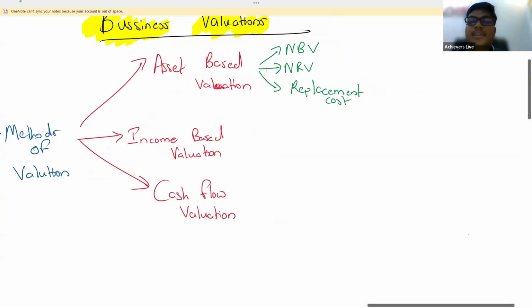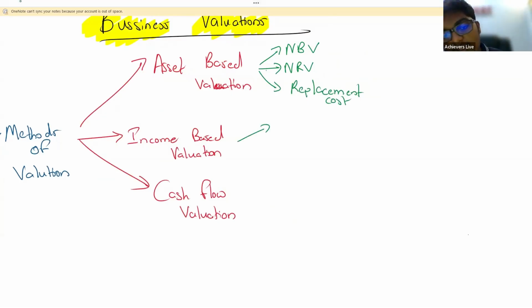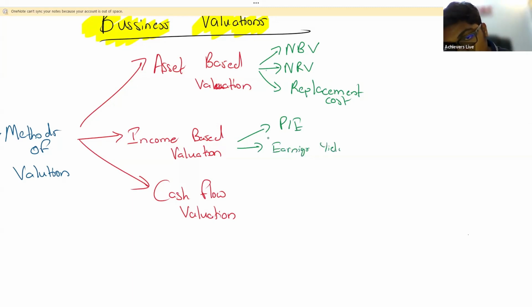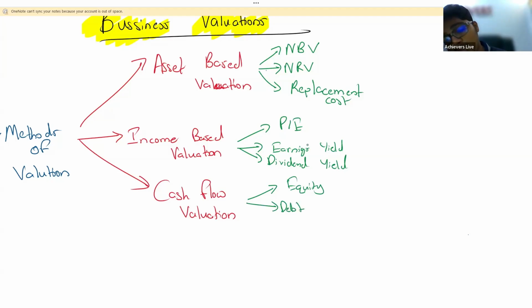Next, income-based method. What is the first one? PE ratio method. Next, you have earnings yield method. Anything else? Dividend yield method. Next, you have cash flow based valuation. So for equity, you have a different method. For debt and preference shares.